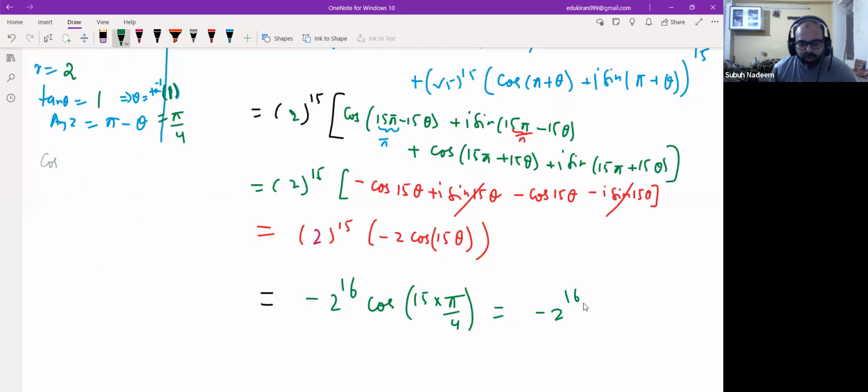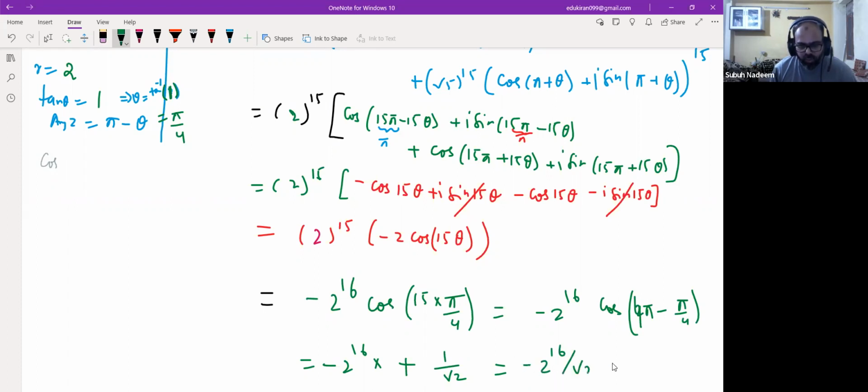So minus 2 to the power 16, this will become cos 15 pi by 4. That will be 2 pi minus pi by 4, right? 2 pi or 4 pi? 4 pi minus pi by 4. Now 4 pi minus pi by 4 is in fourth quadrant. So this will become minus 2 to the power 16 into minus 1 by root 2. So it will be plus 1 by root 2, no? Fourth quadrant. So minus 2 to the power 16 by root 2.